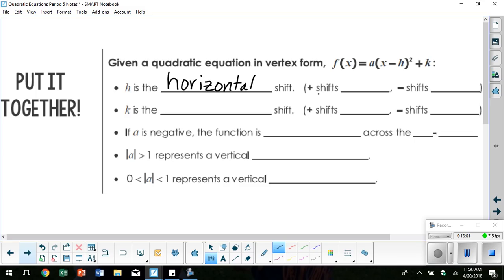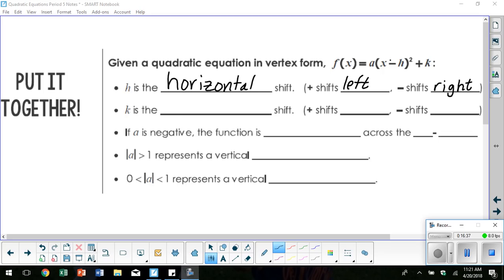So if it's a positive shift, it goes right. But if it's positive inside, it's opposite. If it's negative inside, it goes right. Positive inside, it goes left. Remember, it's opposite. Remember, guys, if it's positive H inside, it's left.